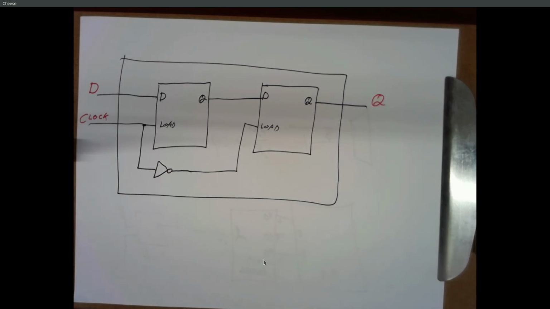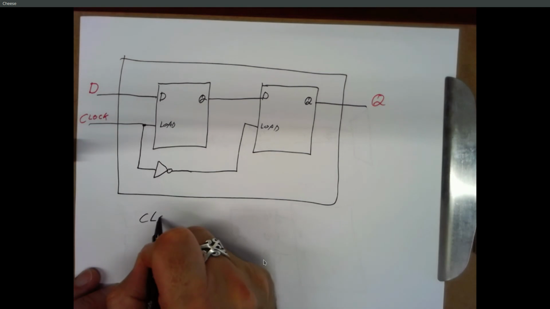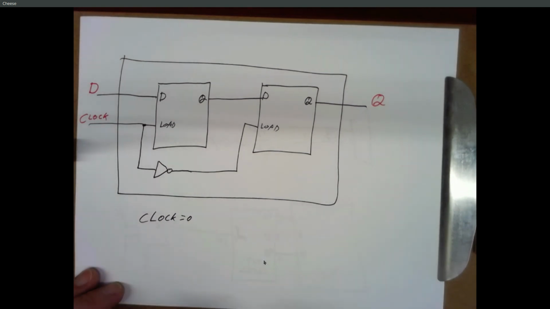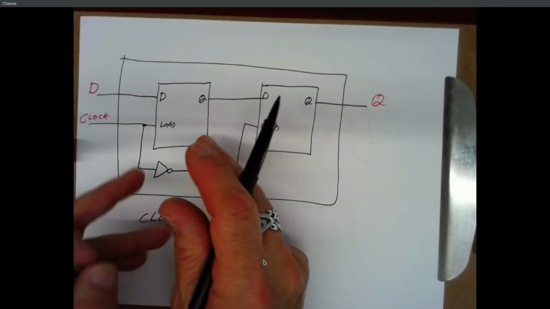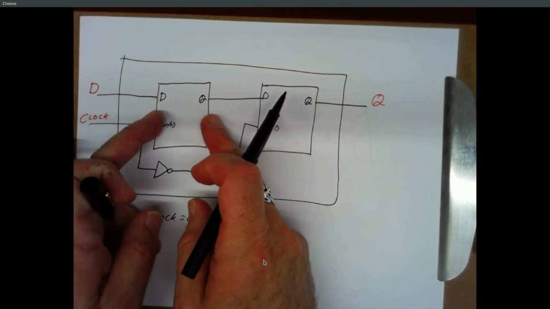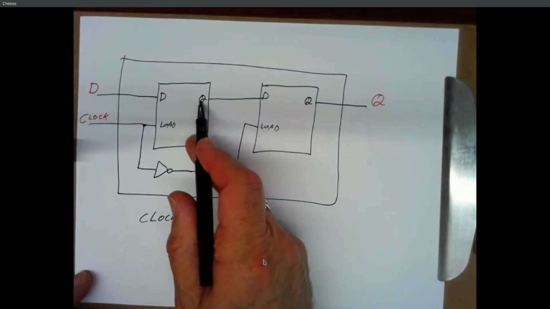All right, so three possibilities here. Suppose that the clock is equal to 0, it's low. So in that case, this load input on this latch is low, so this is stable. Nothing is changing on Q here.